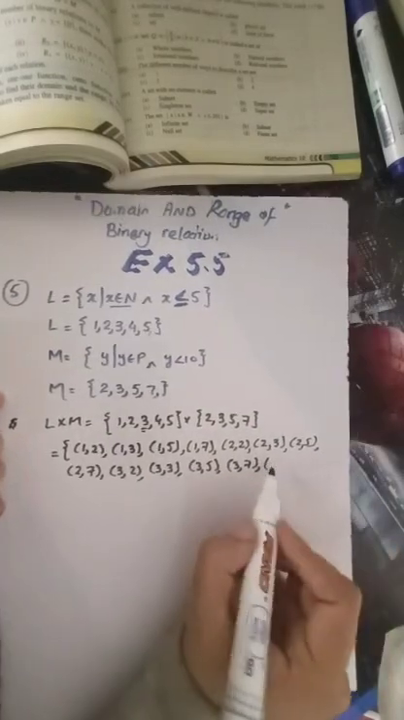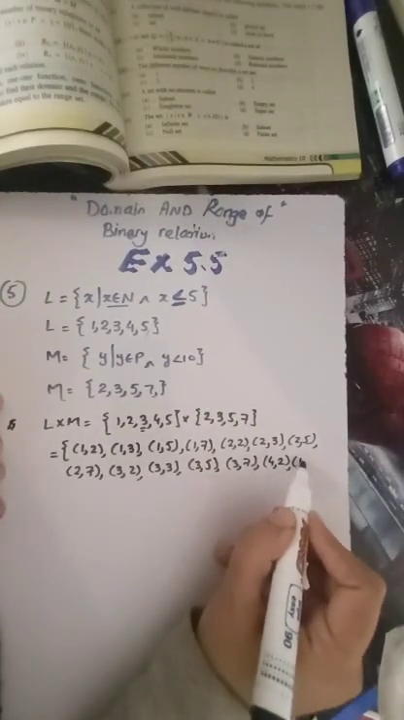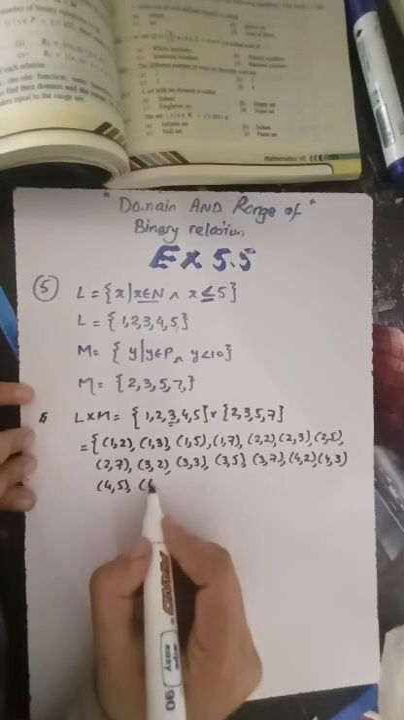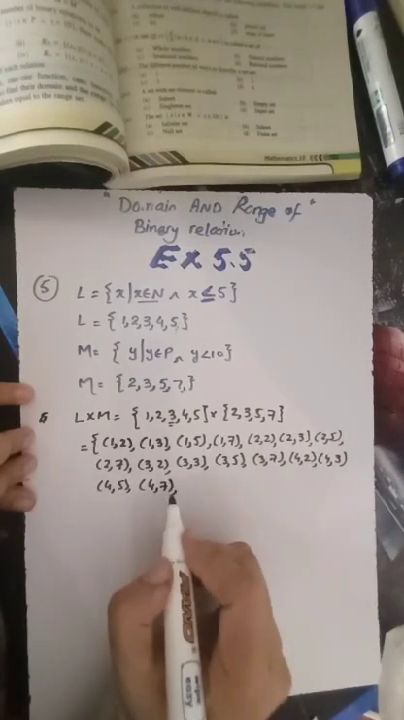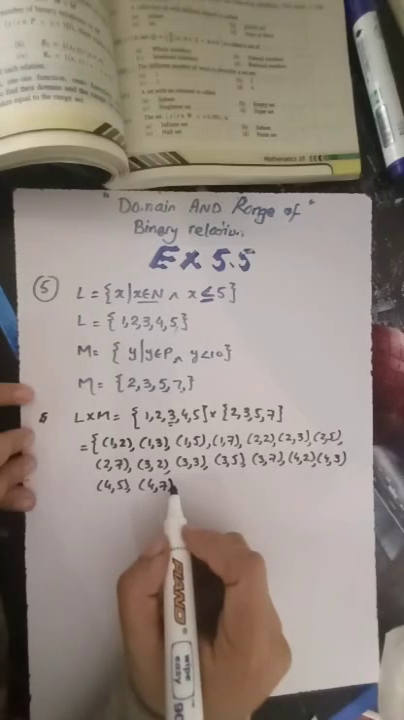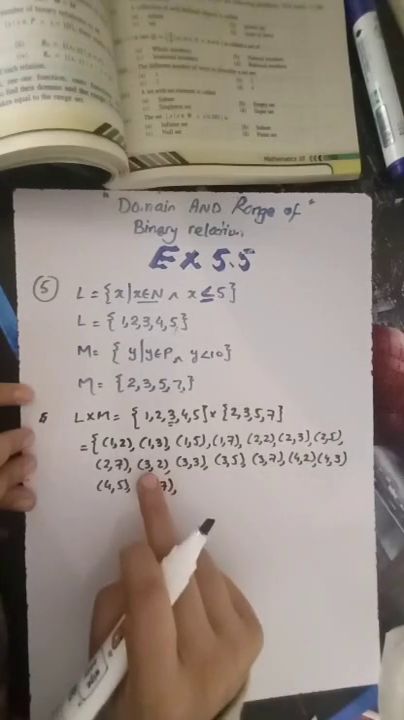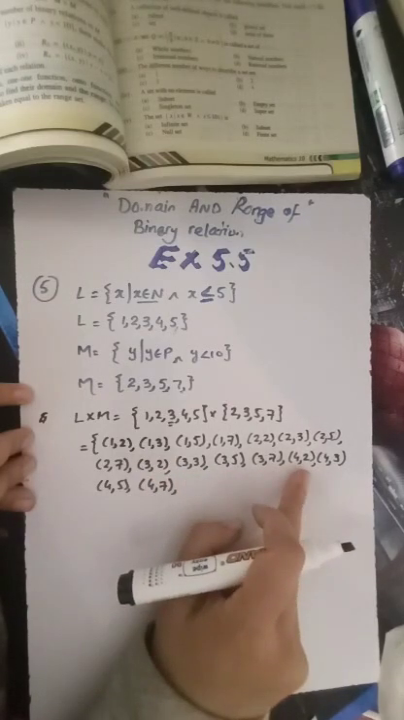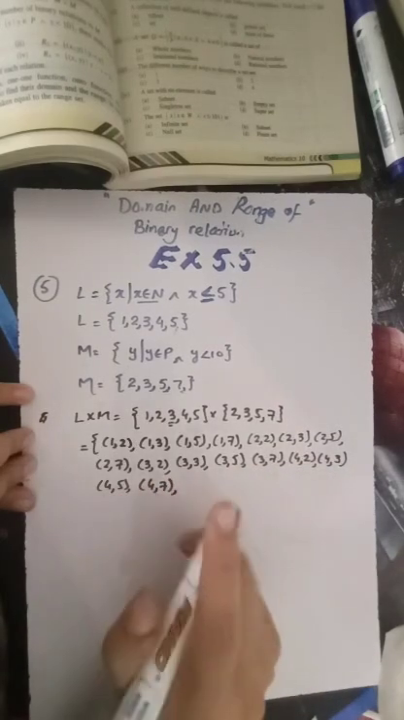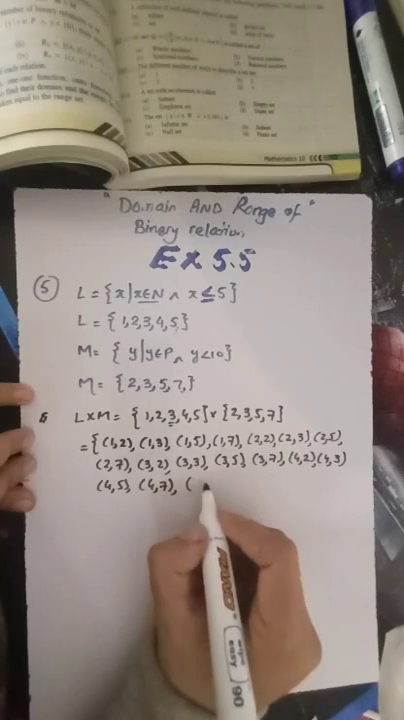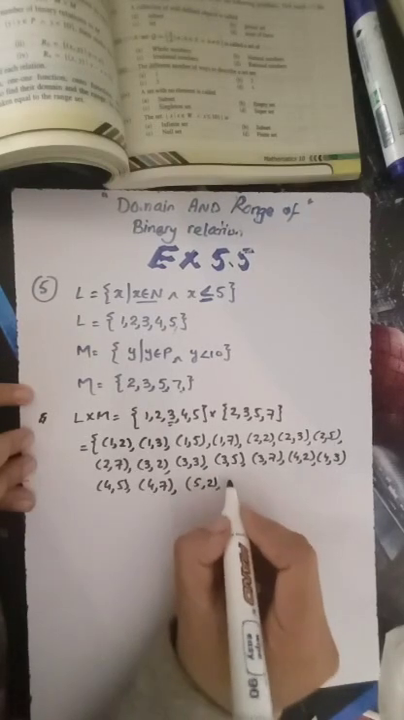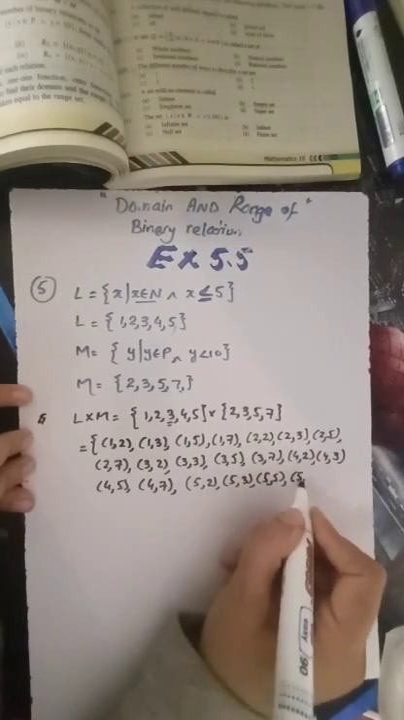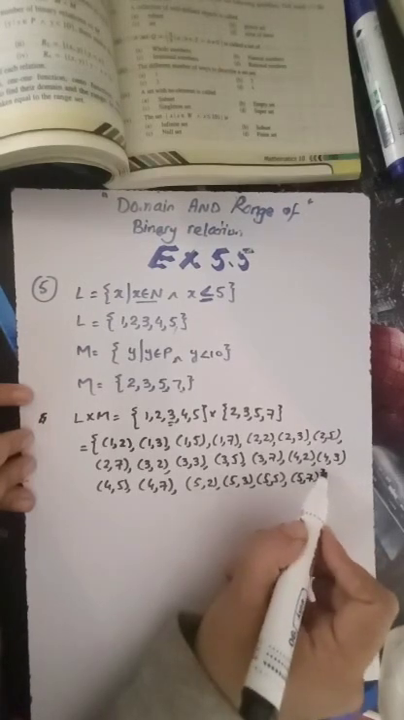Now pick 3: 3, 2, 3, 3, 3, 5 and 3, 7. Now similarly pick 4: 4, 2, 4, 3, 4, 5 and 4, 7. Okay, now pick 5 and make its ordered pairs with set M: 5, 2, 5, 3, 5, 5 and 5, 7. Okay, this will complete the set.